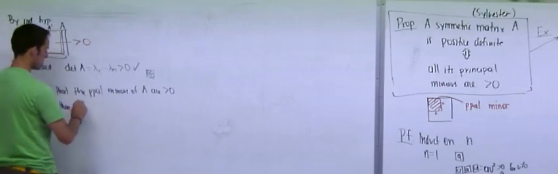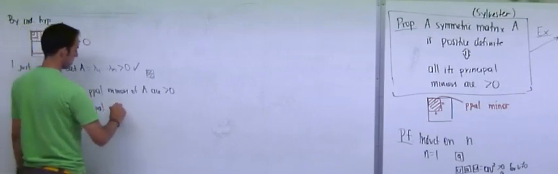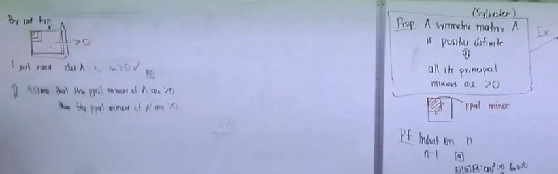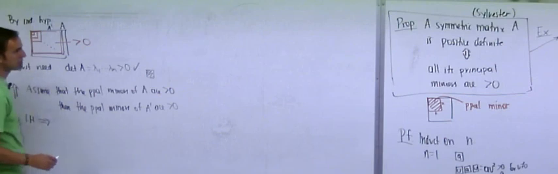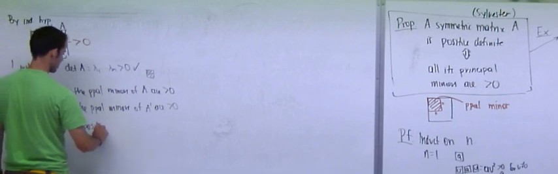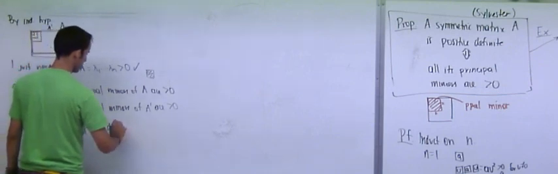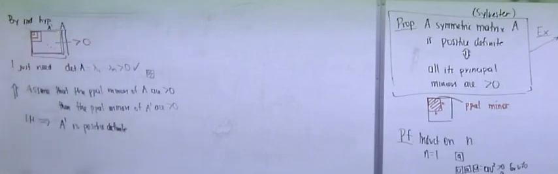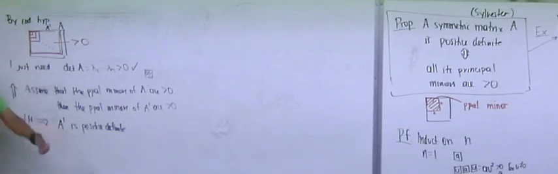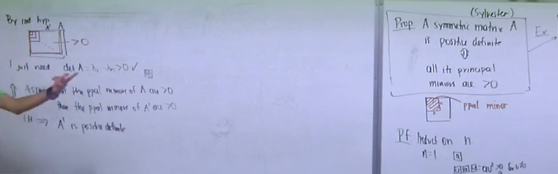And of course, the principal minors of A prime are positive. Okay. What does that mean? Well, by the induction hypothesis, that means that A prime is positive definite. Okay. And now somehow I have to go from A prime being positive definite to concluding that A is positive definite, which sounds similar to that, but trickier, right?